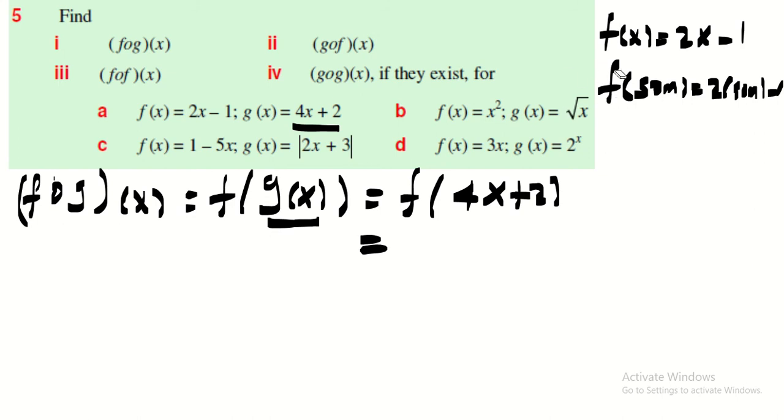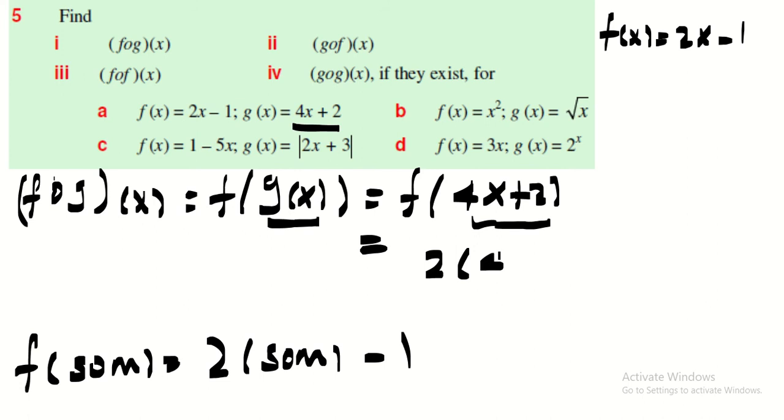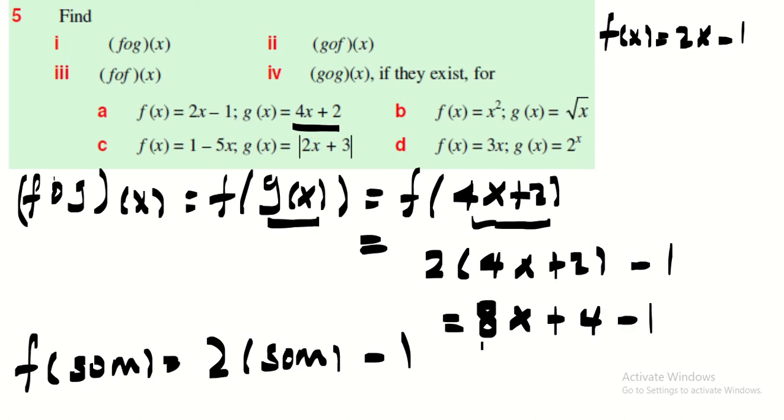Because the rule of f of x says, let me write it down here to use the space properly, f of something means 2 times the something, then minus 1 you need to do. Because f of x means 2x. So consider this one like something, the inner part. So what to do? 2 times this something, that is 4x plus 2, then minus 1. Then multiply 8x plus 4 minus 1, which will be 8x plus 3. That is the answer for first one, Roman number 1, and Roman number 3 we did it.